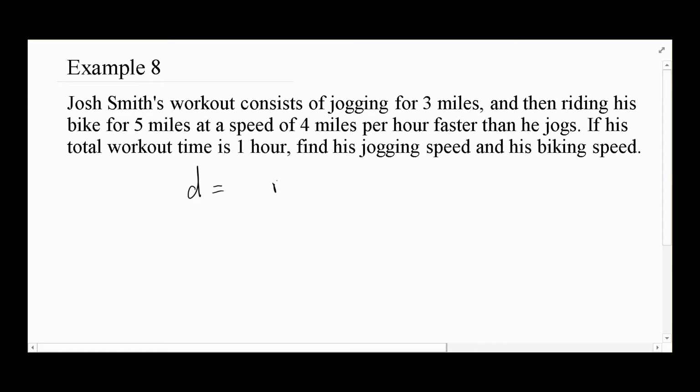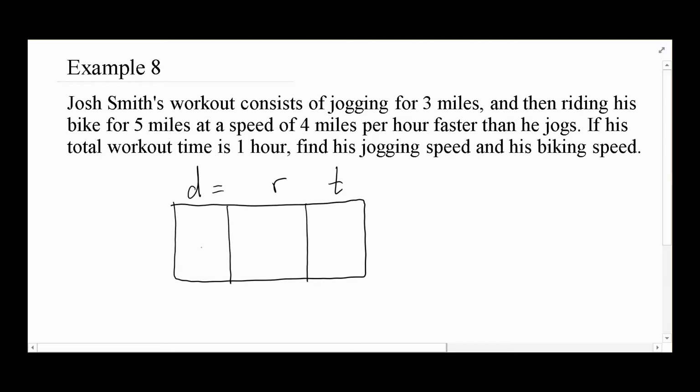So as I look at distance equals rate times time, and I create this box for organizing my information, I have two situations. I have the jogging situation and the biking situation. I'm going to try to jot down some information about each. So for jogging, we're jogging for 3 miles. Miles measure distance. So I'm going to put 3 in for my jogging distance. It's a little cell there. And then rides his bike for 5 miles. Also, with the bike, miles is distance. So those are values that we just straight up know.